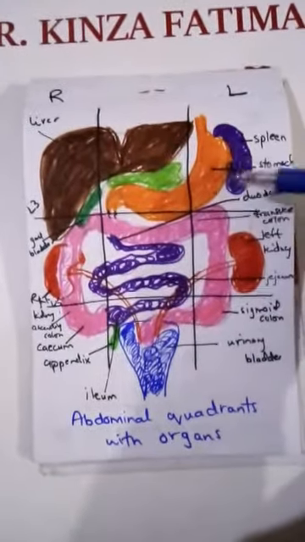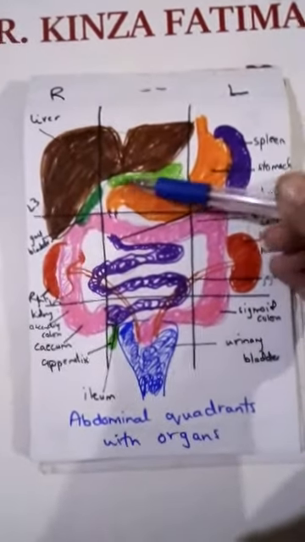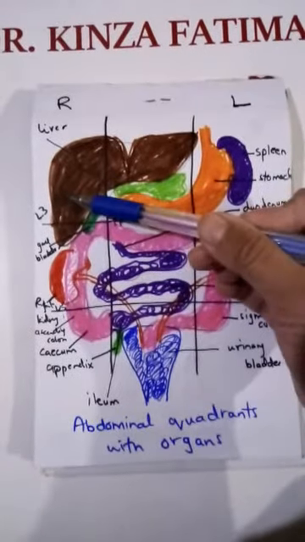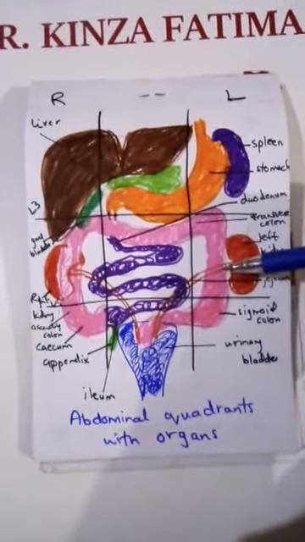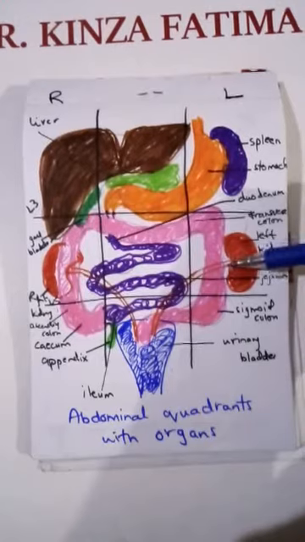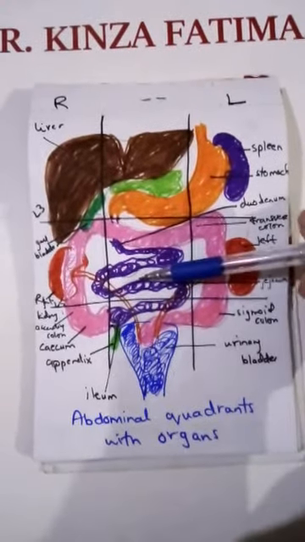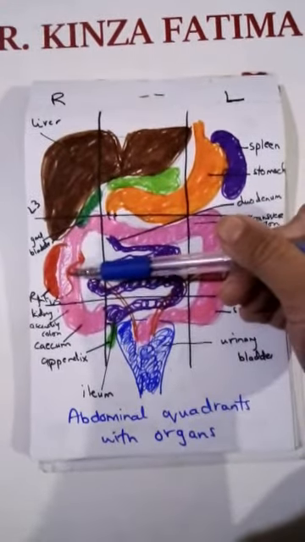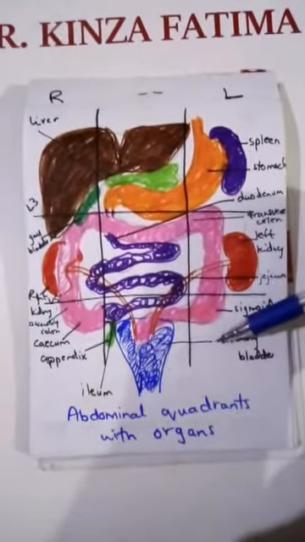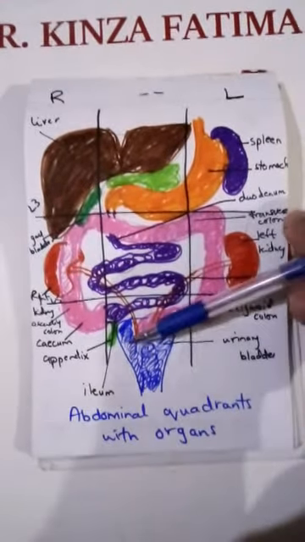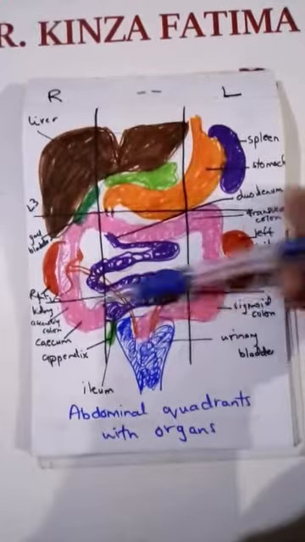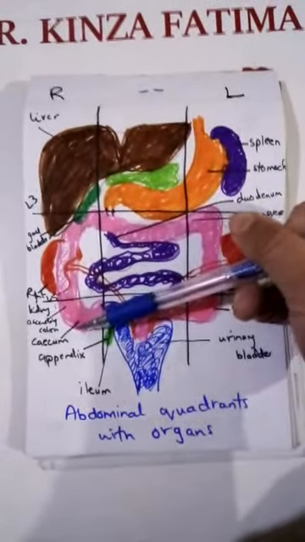If we repeat the quadrants, this is left hypochondrium, the epigastrium, the right hypochondrium, the left renal area or the left lumbar area, then the umbilical region, the right lumbar or right renal area, then this is the left iliac fossa, the hypogastrium below the umbilicus, and this is the right iliac fossa.